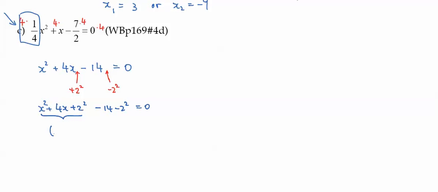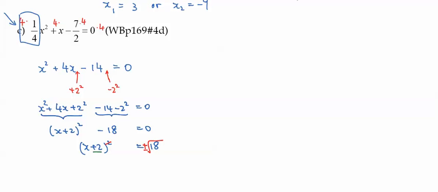So the first 3 terms, square. And then the last part here, minus 18. We will now end with x plus 2 squared equals 18. Once you take the square root of 18, the square will now be gone.